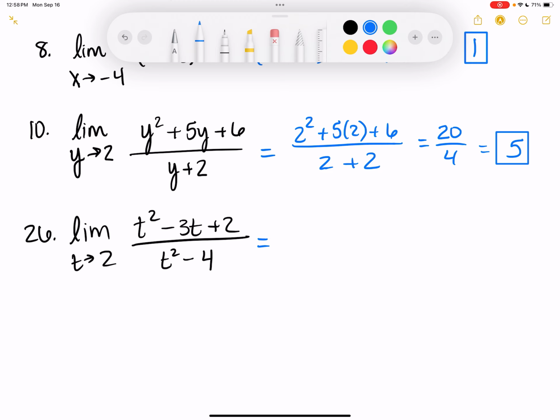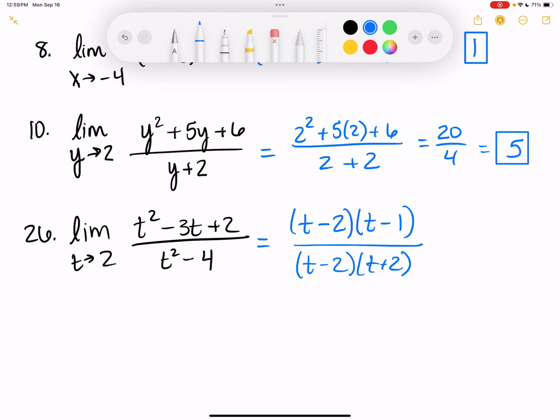So what would the top factor into? T minus 2, T minus 1. And the bottom: T plus 2, T minus 2.